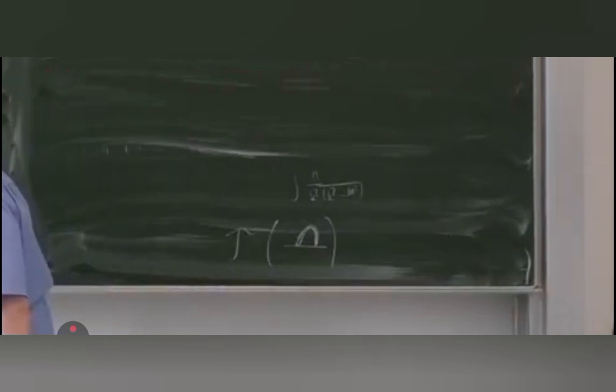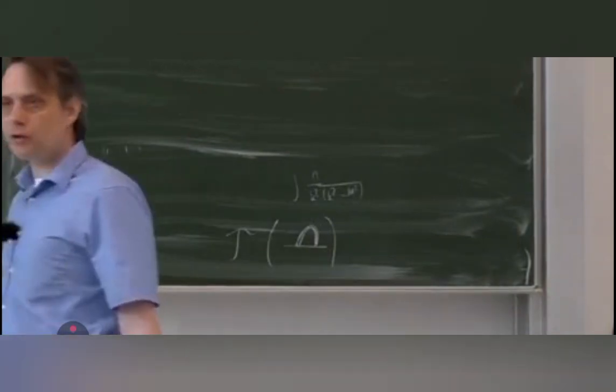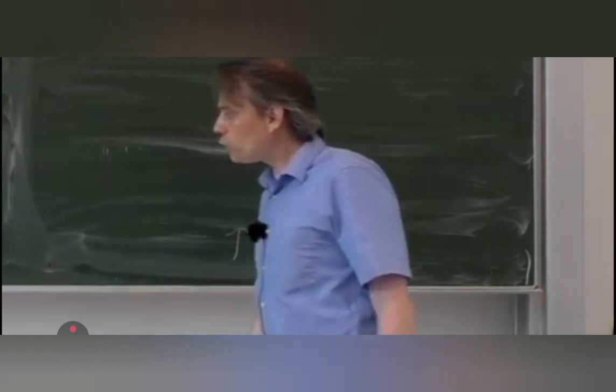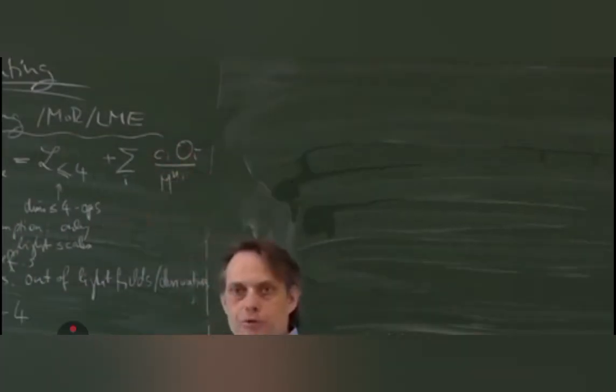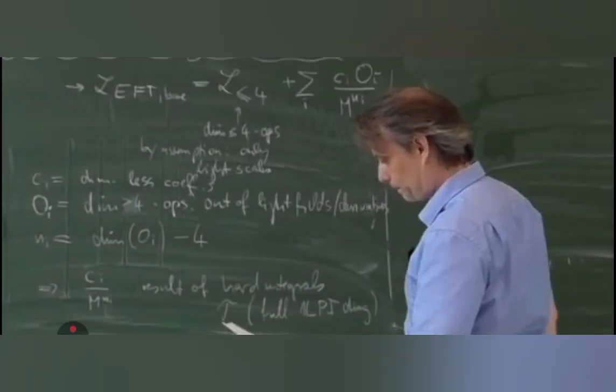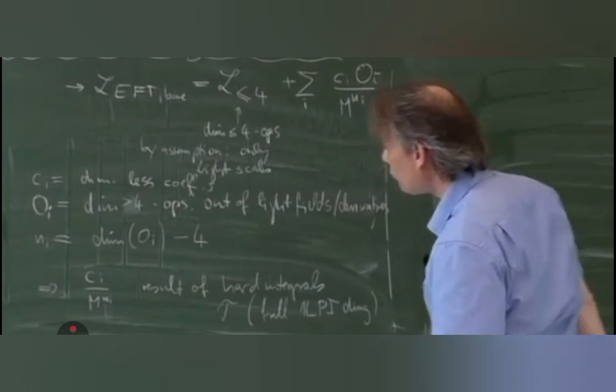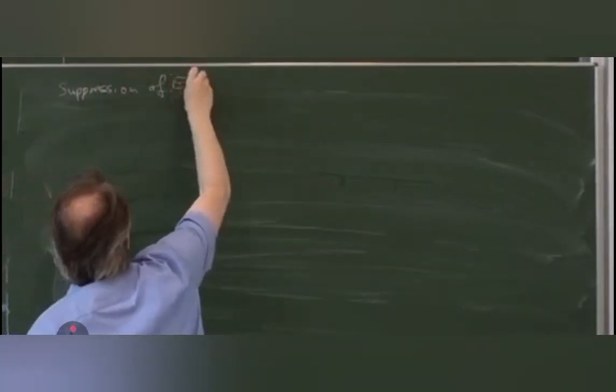So that is the answer. The coefficients can contain, for example, ln mu square divided by the heavy mass scale. That is possible, and we have seen it already. But it cannot contain the light scales, of course, by construction, because the light scales only appear as polynomial coefficients. So this is the first thing, and therefore we get a generic suppression of EFT diagrams.